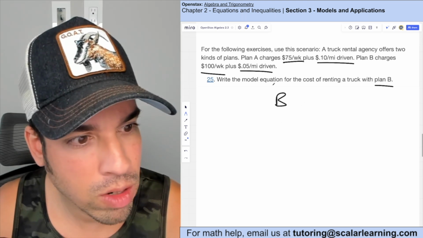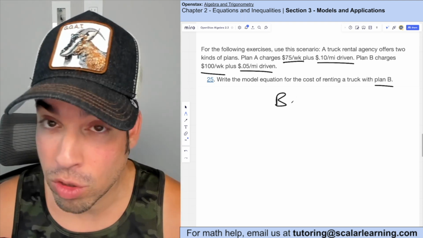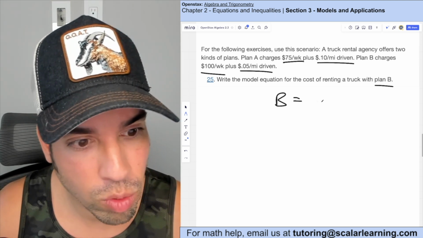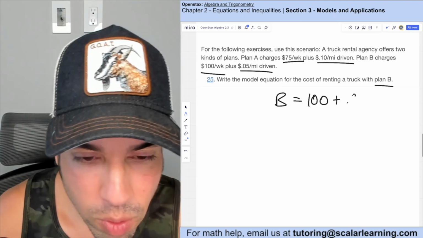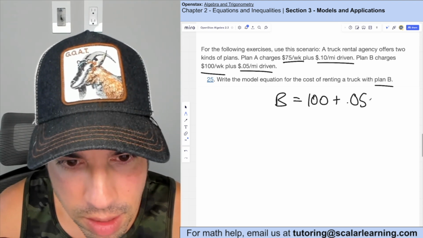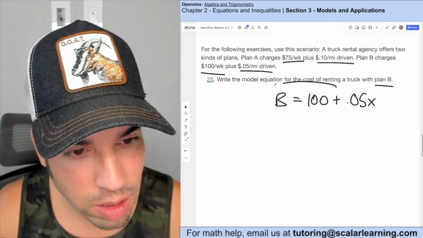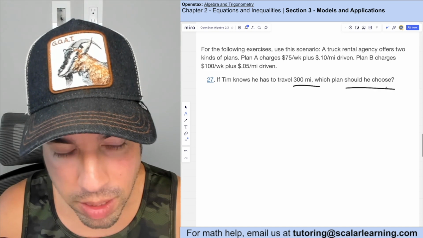So the model equation, all right, so I'm going to use B as my variable for the total cost because equation implies we need an equal sign. So I'm going to say B equals a fixed cost of $100 plus 0.05 or 5 cents times X, which is X is going to be the number of miles driven. There's your winner. Done. If Tim knows he has to travel 300 miles, which plan should he use?